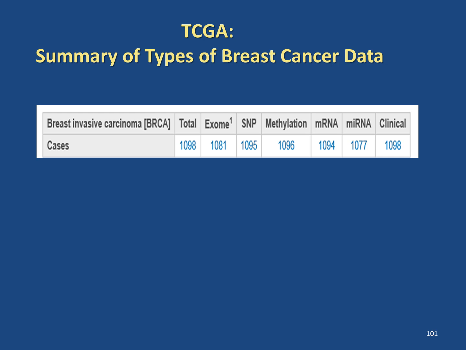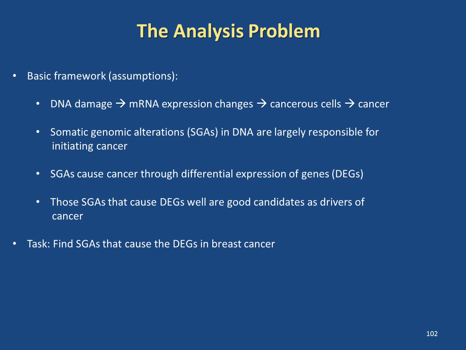So this shows some of the types of data. There's whole exome data, and this breast cancer is 1,000 plus cases. SNP data, methylation data, RNA-seq data, microRNA data, and some clinical data as well.